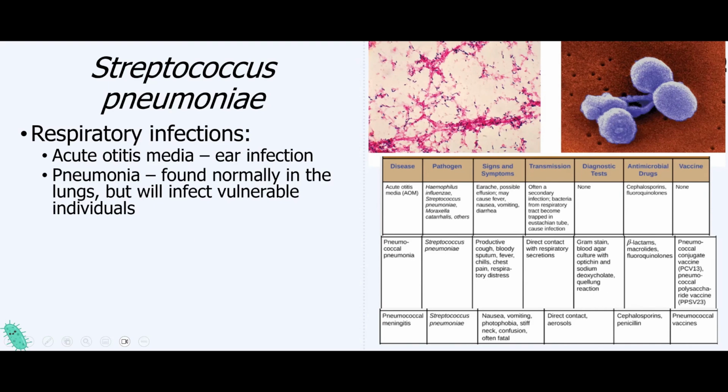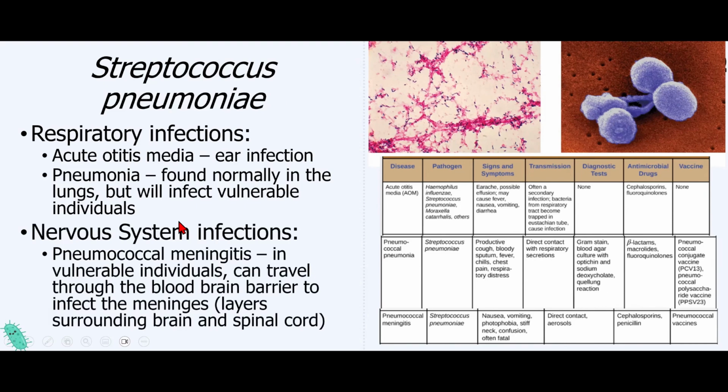And this is going to be mainly for individuals who are immunocompromised or are just vulnerable due to age. So strep pneumo is normally found in the lungs and it just hangs out. But if you are immunocompromised, or you have the flu, for example, then your immune system is down. And so strep pneumoniae can cause pneumonia, which obviously gives you an extreme cough, sometimes bloody cough, fever, etc.